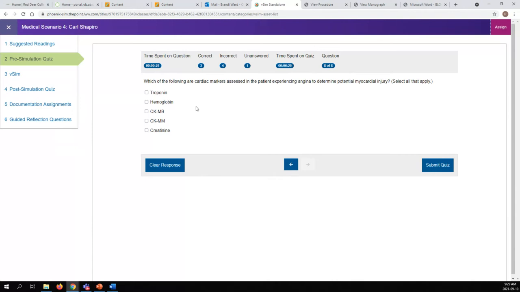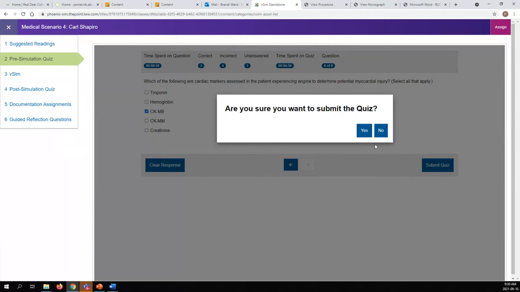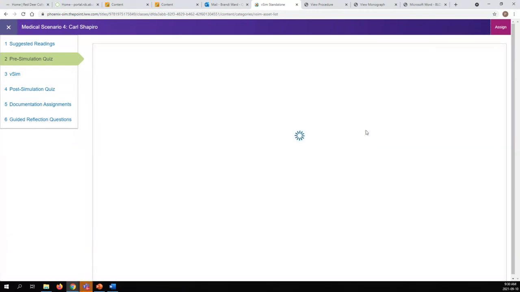Based on what I know from my lab knowledge, I'm trying to determine what the injury was. If I look at the creatinine kinase, which would be this one, it discusses whether there's been any skeletal muscle damage or heart muscle damage. So I'm going to go with that one. And I'm officially done. It took me about 6 minutes. Am I sure? Yes.